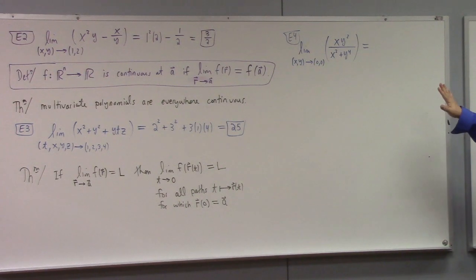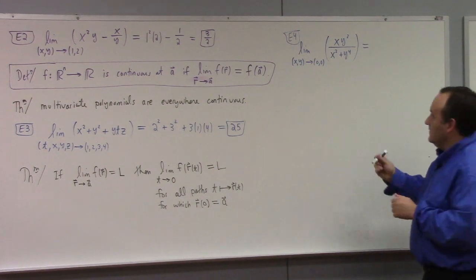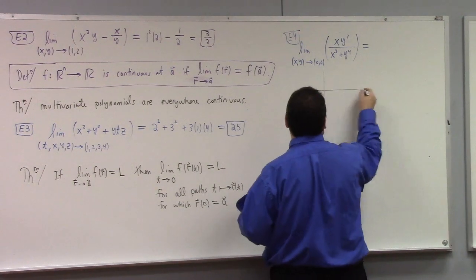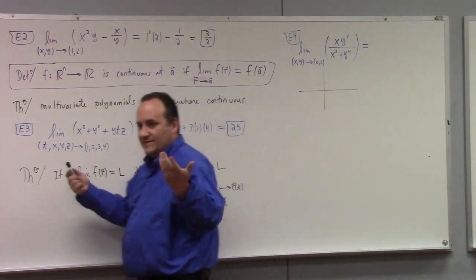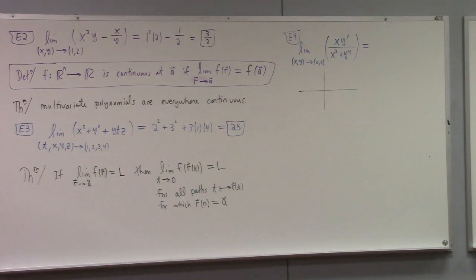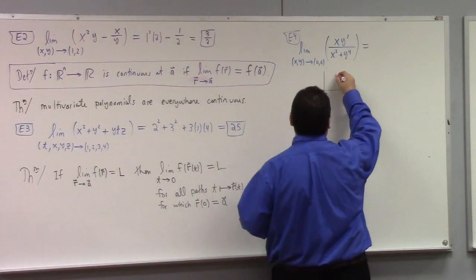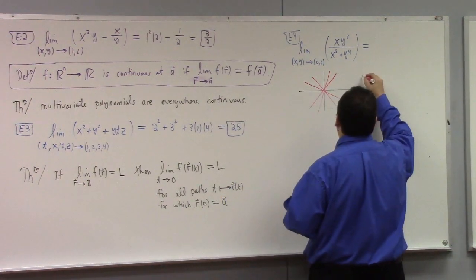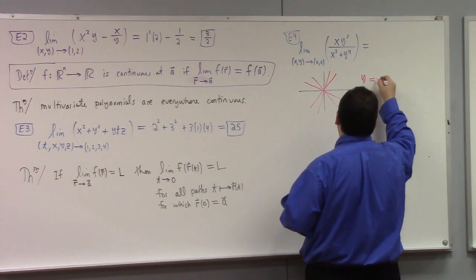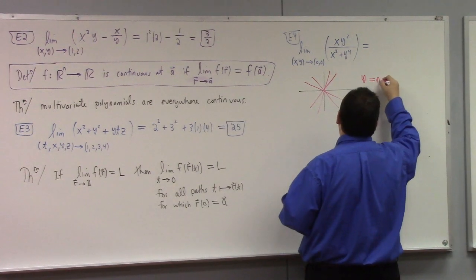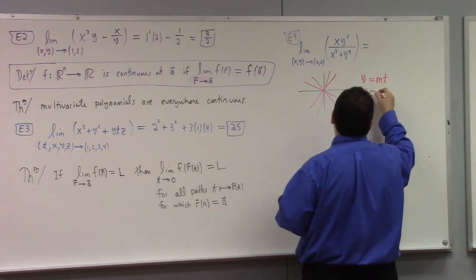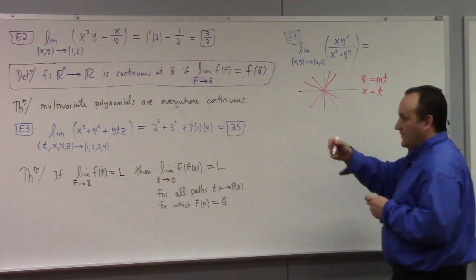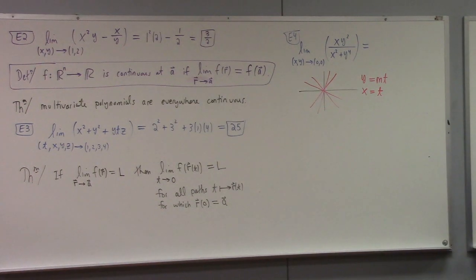So what are easy paths to look at through the origin? How about lines through the origin, like this, right? These guys, yeah? So you could think about y equals mt, x equals t. If I want to stick with my t variable, just to try to be consistent in my notation for once in my life.